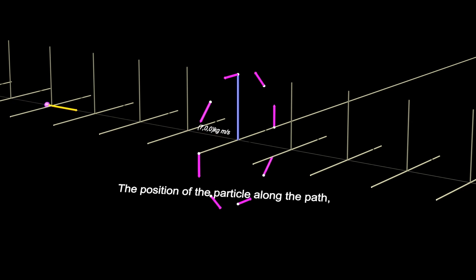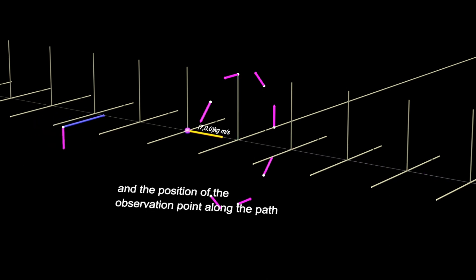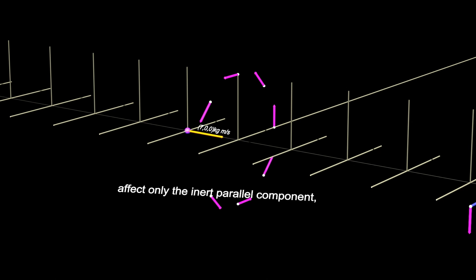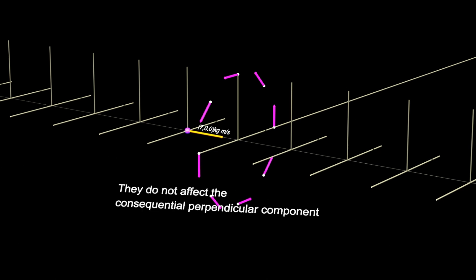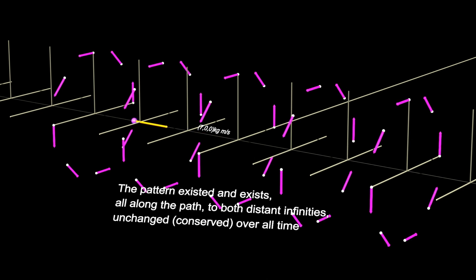The position of the particle along the path and the position of the observation point along the path affect only the inert parallel component. They do not affect the consequential perpendicular component. The pattern existed and exists all along the path to both distant infinities, unchanged and conserved over all time.